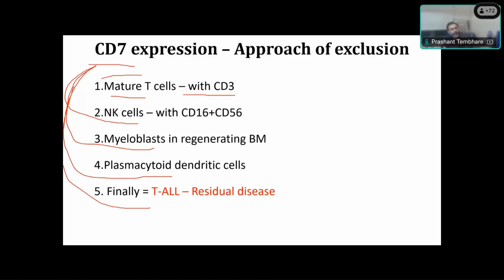So we remove mature T cells by using surface CD3, because the mature T cells express surface CD3, and abnormal T cell precursors rarely express surface CD3. Even if it is positive, it is weakly expressed. So only 2 to 3% of total TLL express surface CD3, and that is also weak expression. So by using bright surface CD3 expression, we can identify mature T cells and remove them. So this is removed.